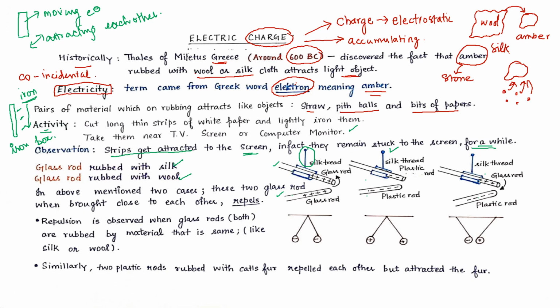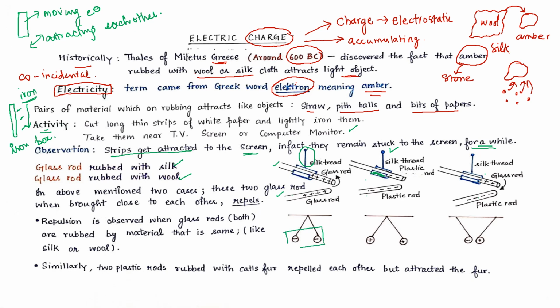Why are we using silk thread? Because this silk thread, along with this insulated holding cup, will insulate the whole system and will not allow the charges to move here and there, and hence our experiment will go smoothly. In case we are using any other conducting body to hang our rods, then we will not get the desired result.